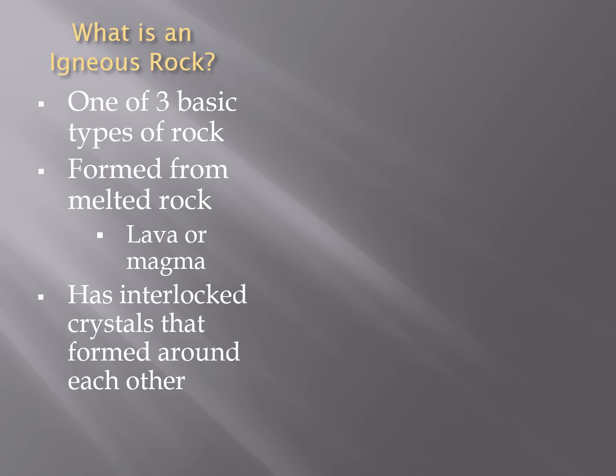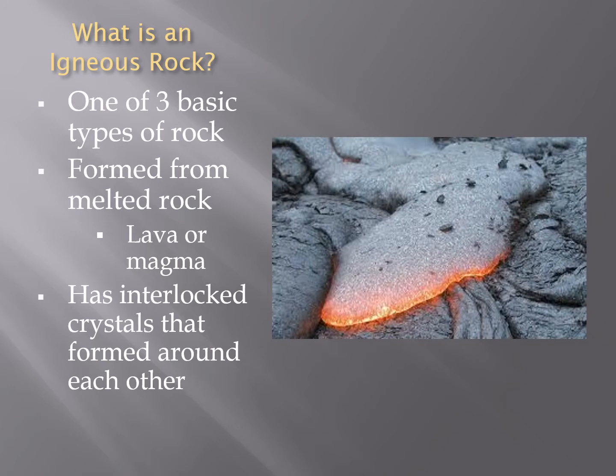So an igneous rock has interlocked crystals that form around each other, and each of these crystals are essentially different pieces of minerals that would be interlocking each other. And those are the same minerals that we went over last week in our minerals lab.